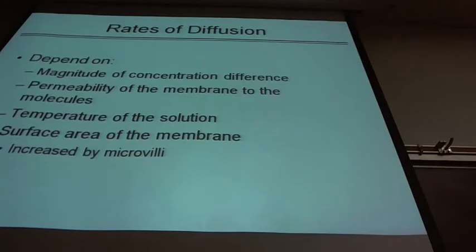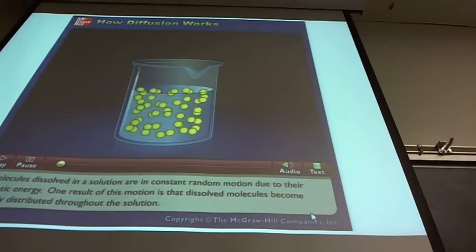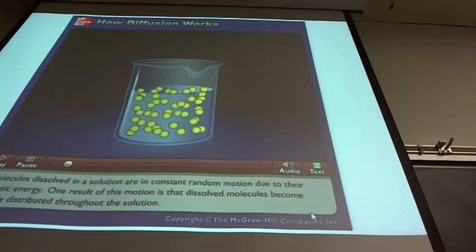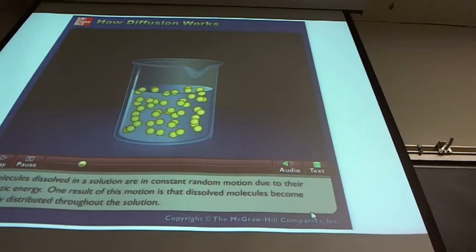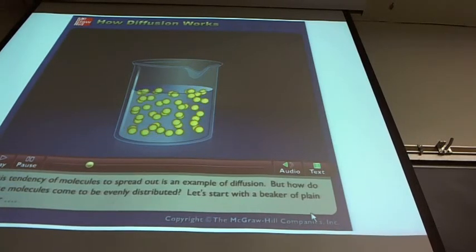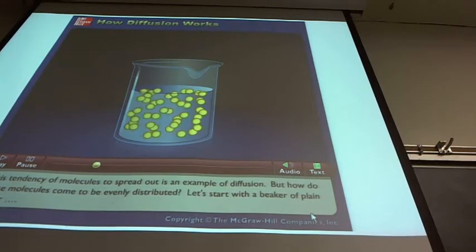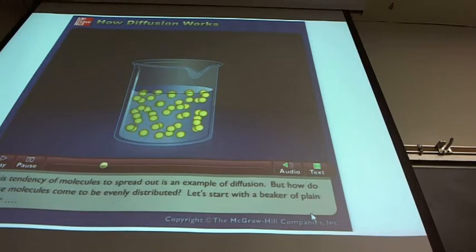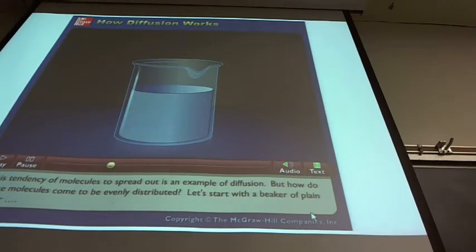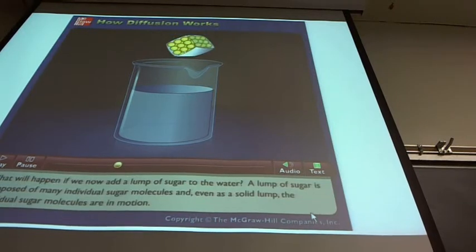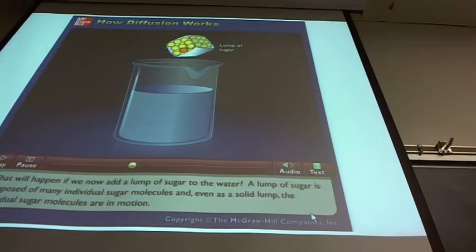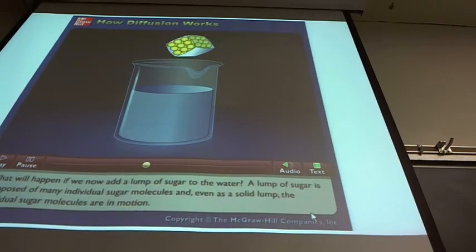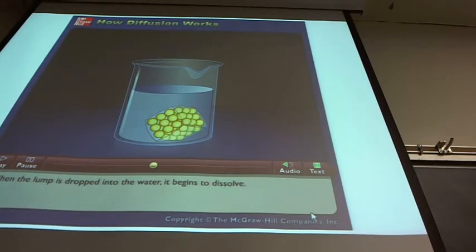Molecules dissolved in a solution are in constant random motion due to their kinetic energy. One result of this motion is that dissolved molecules become evenly distributed throughout the solution. This tendency of molecules to spread out is an example of diffusion. But how do these molecules come to be evenly distributed? Let's start with a beaker of plain water. What will happen if we now add a lump of sugar to the water? A lump of sugar is composed of many individual sugar molecules, and even as a solid lump, the individual sugar molecules are in motion. When the lump is dropped into the water, it begins to dissolve.